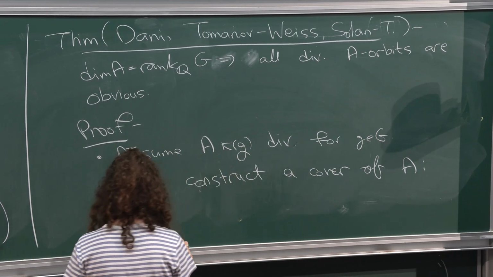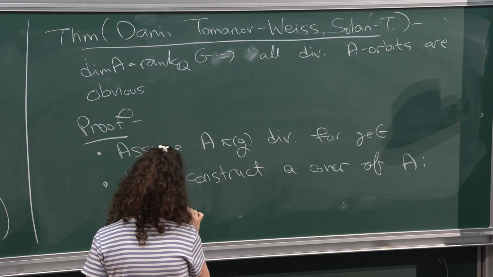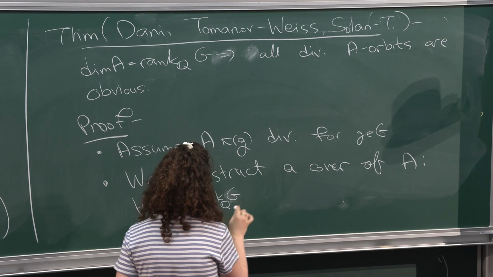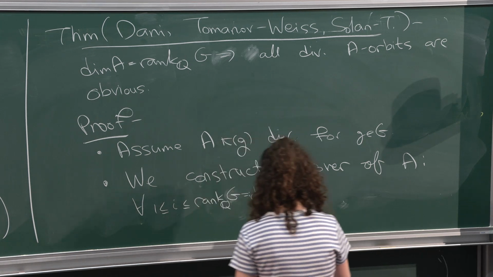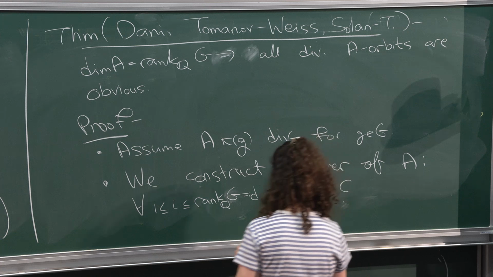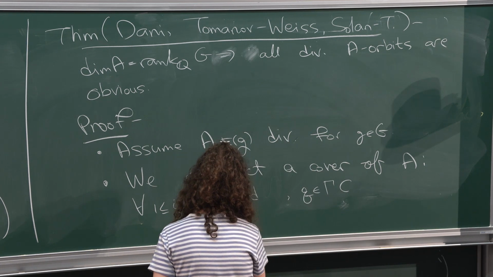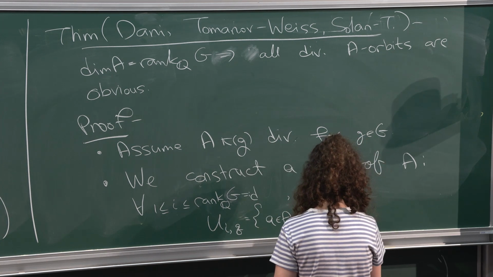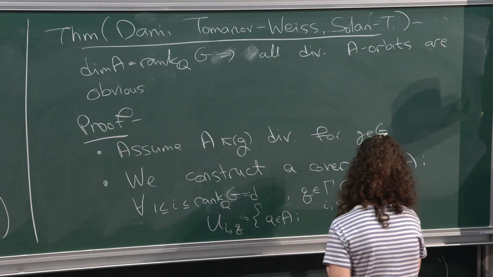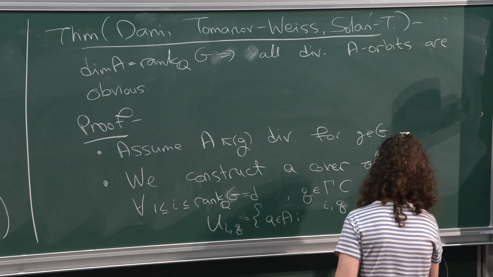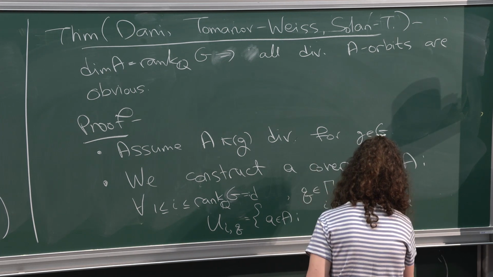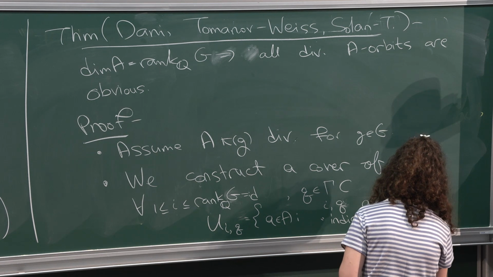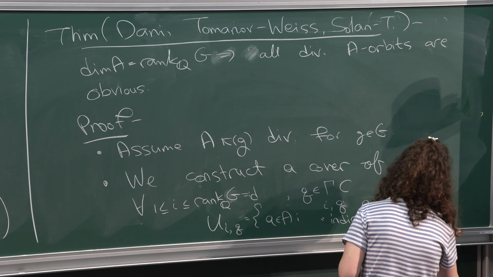using this compactness criterion, meaning that for any i between 1 and the Q-rank of G, let's denote this by d, and any q in Γ, we can look at U_{i,q} to be the set of points a in A, so I'm going to write it, i and q are the indicators that ag is in the cusp.